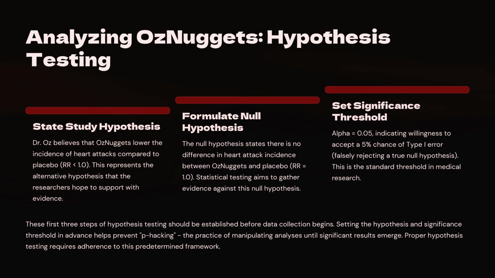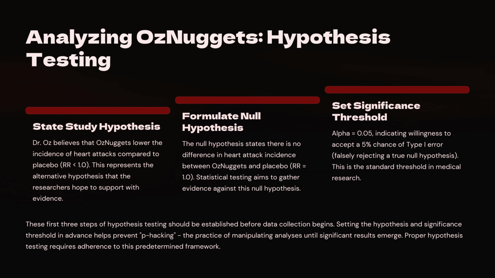Now let's apply some of these concepts to the Oz nuggets example. So first we need to state the hypothesis. We believe that Oz nuggets will lower the incidence of heart attacks compared to placebo, therefore a relative risk of less than 1.0, which is the alternative hypothesis here, right?